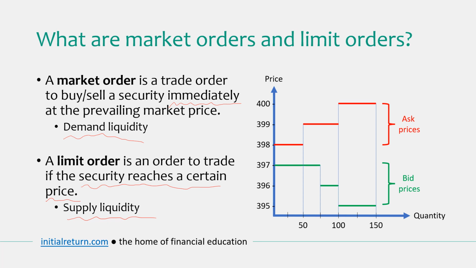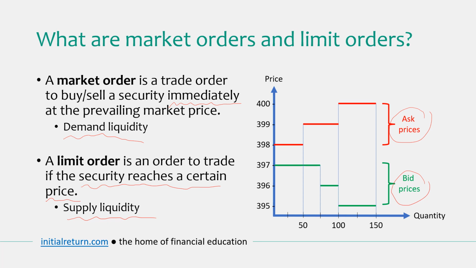So to understand these concepts a bit better, let's look at the chart on the right-hand side. Let's say this is a representation of the order book for a particular security, say for a stock. So we have bid prices and ask prices. If you are unfamiliar with these concepts, we have a separate video on that, in fact, the previous video in this series. Essentially, these are limit ask orders, and these are limit bid orders.